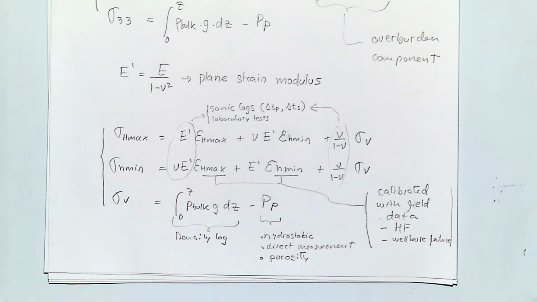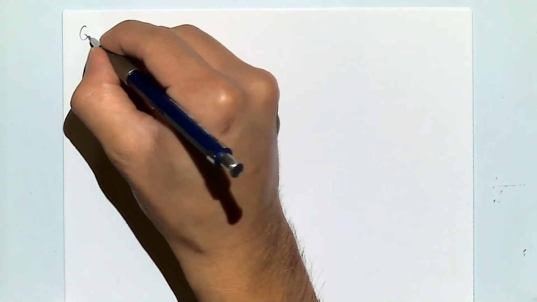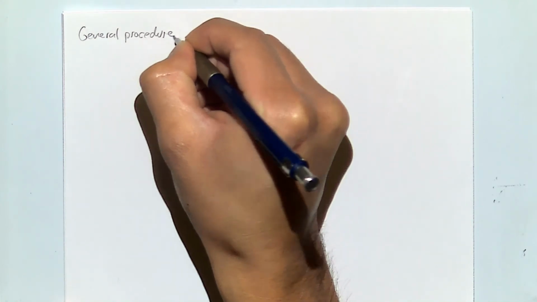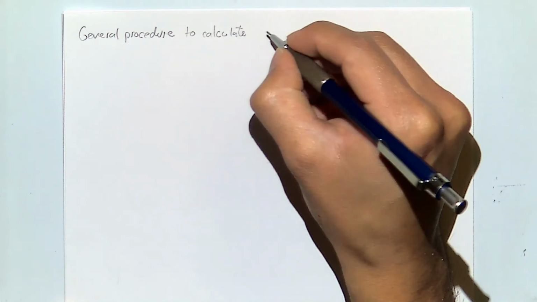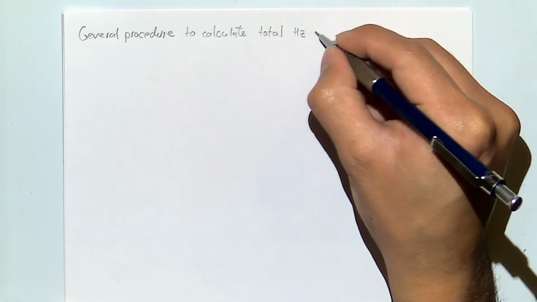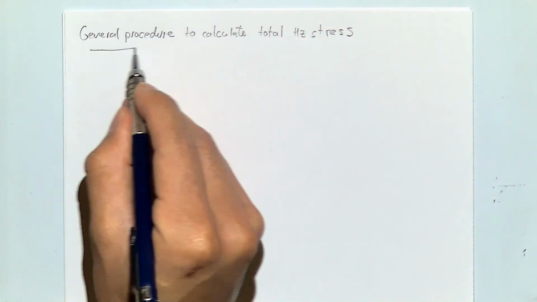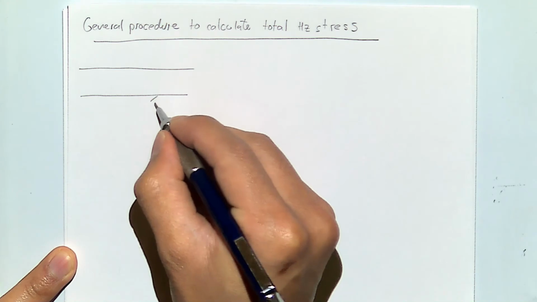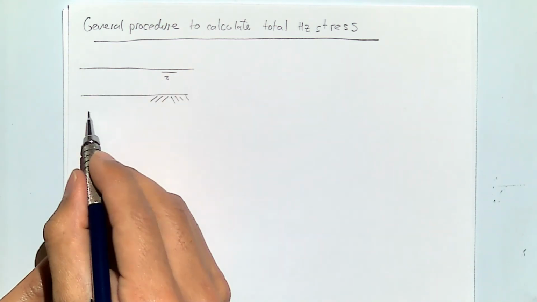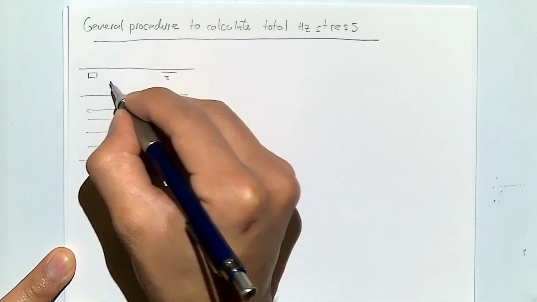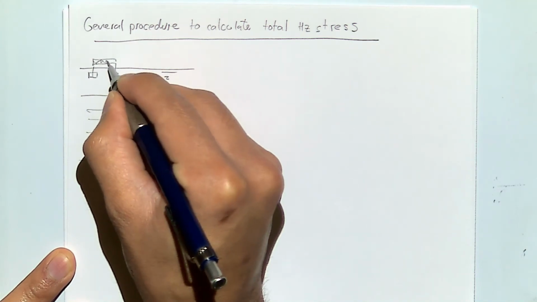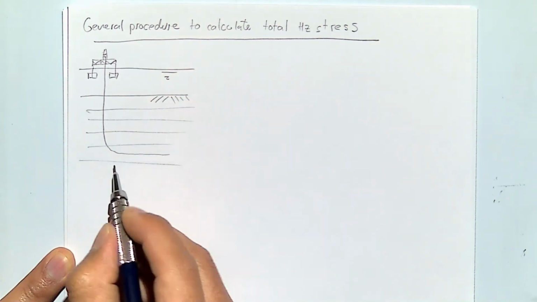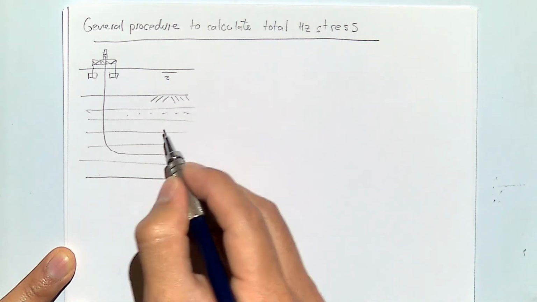Okay, so let me finish with writing a general procedure to calculate total horizontal stress. And if you follow this recipe, you will see that it's simple and you will make no mistake. Let's go into a general case with some water and density of the rock that changes with depth.